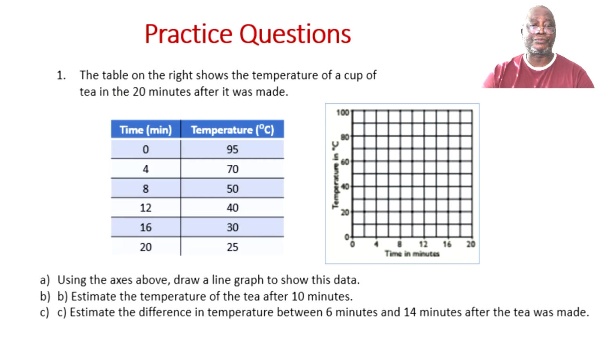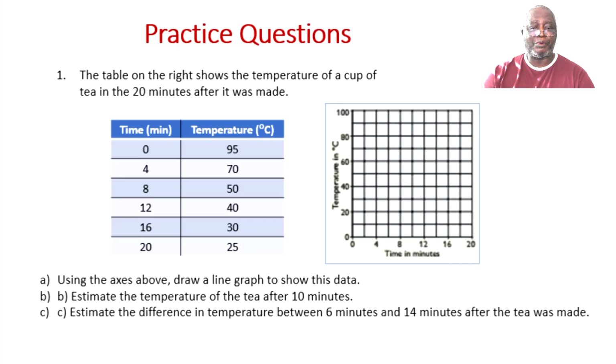Practice questions. The table below shows the temperature of a cup of tea in the 20 minutes period after it was made. Immediately it was made, it was 95 degrees. Then, if you look at it, every 4 minutes, the temperature drops. So how do you think that line graph will show? Will it be going up or will it be going down? Look at the frequencies and tell me.